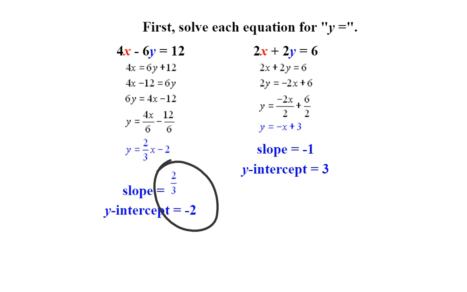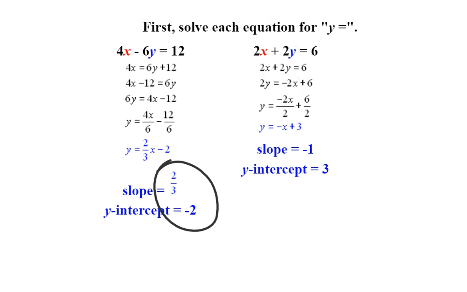Now I'm going to essentially do the same exact thing for the second line. So I'm going to go through here, and I'm going to solve for y. I want to get y alone. First thing I'm going to do is subtract 2x from both sides, so I get rid of this 2x. Bring it over to the other side, I've got a negative 2x now.